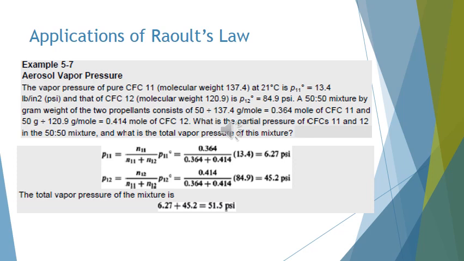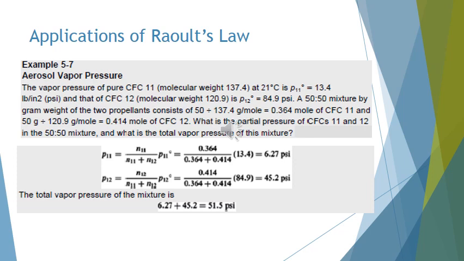Now a 50-50 mixture by gram weight, that is very important, is given, but what we have is that the molecular weight is different. So what does it mean? That we have different moles between the two propellants. So they use a 50-50 mixture of the two propellants on a gram weight basis.